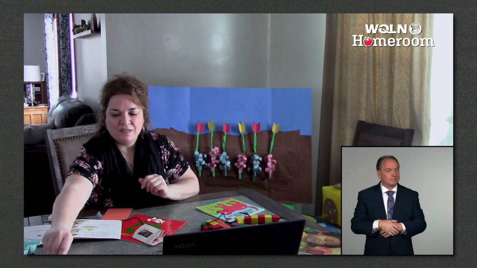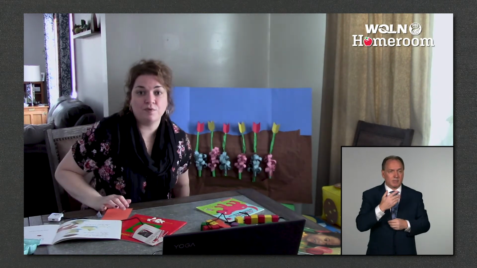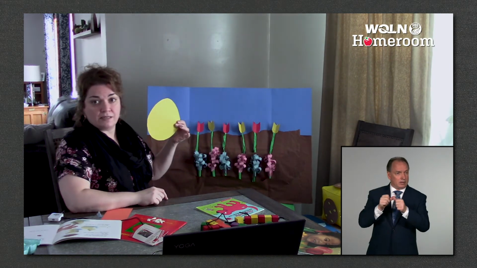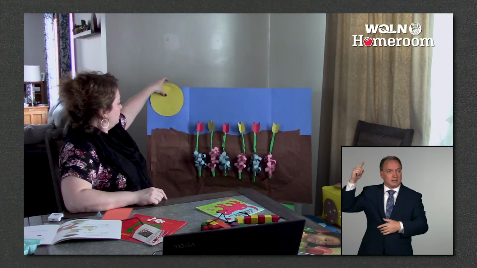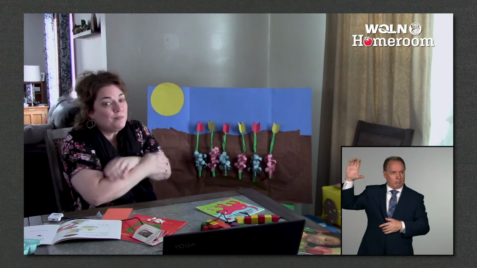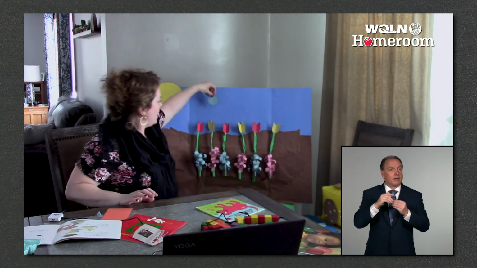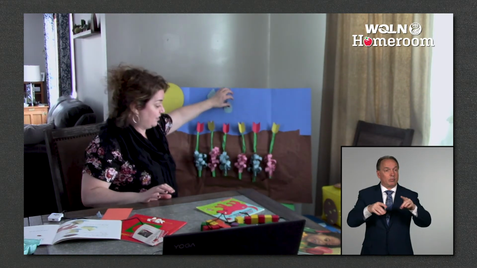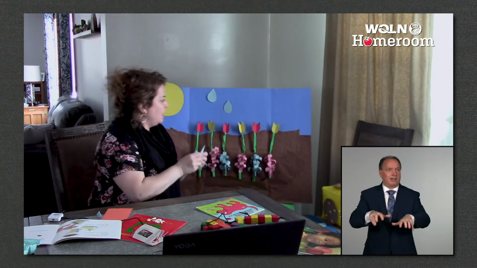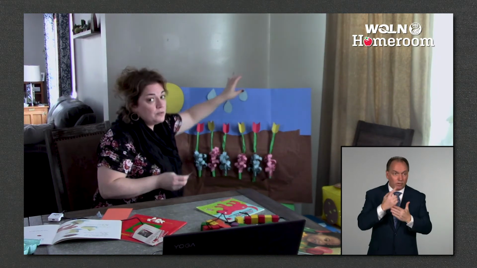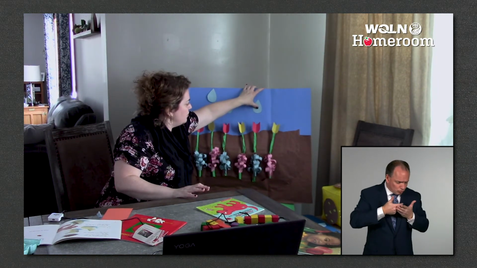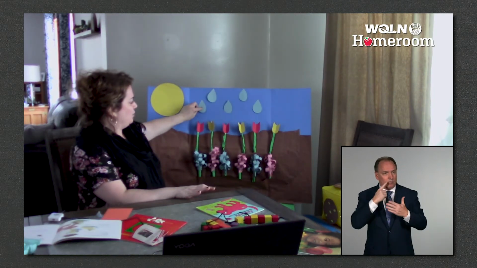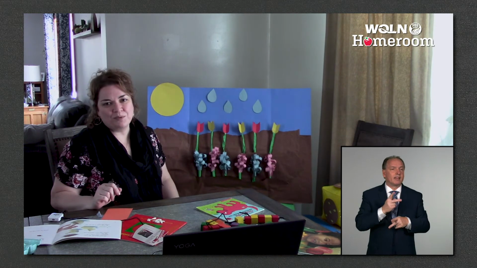So I need to add something to my paper flower garden because I want these flowers to keep growing. So I need to add a sun to keep them warm. And I'm going to add some raindrops. In the spring, it rains a lot. And that rain is good for animals to get their water. It's good for our wells, for our houses, and it's good for the plants to keep them growing.